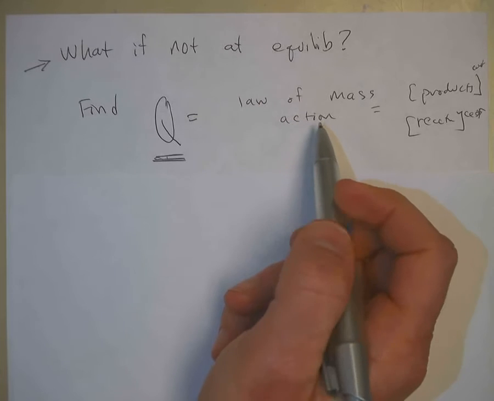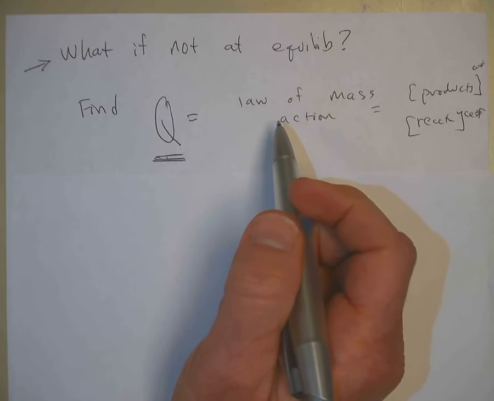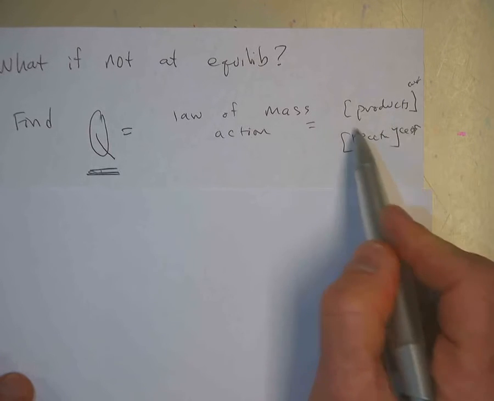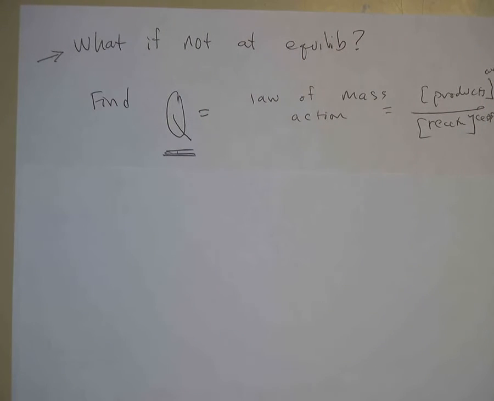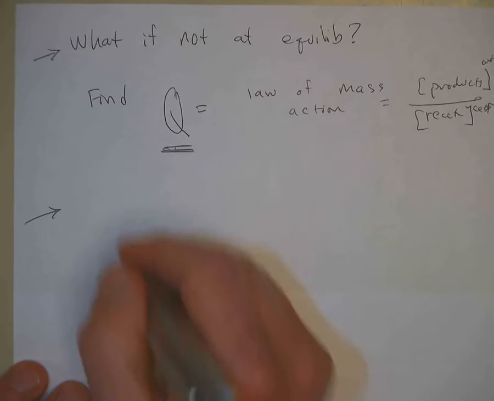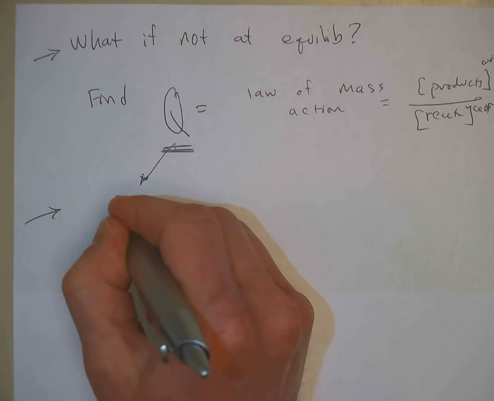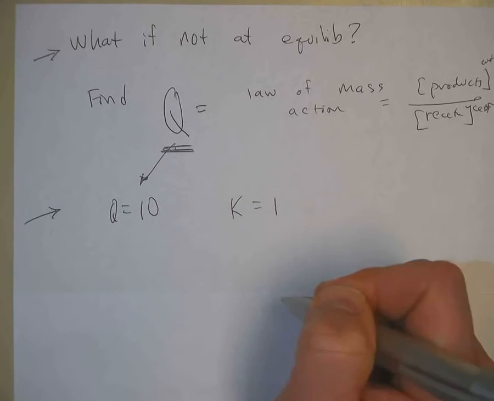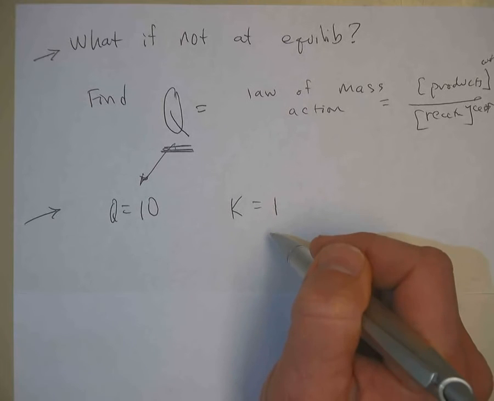Q is the same thing as the equilibrium constant. Incidentally, the mathematics of the equilibrium constant is called the law of mass action, which is equal to the products to the power of its coefficients divided by the reactants to the power of its coefficients. The same thing you've already done. But Q is found when you're not at equilibrium. So for example, if I had certain numbers and Q ended up equaling 10, but I knew that K was equaling 1, the question would probably ask me, what do I have to do to achieve equilibrium?